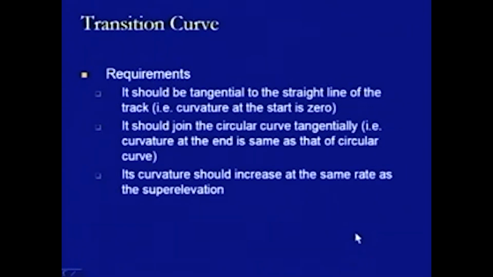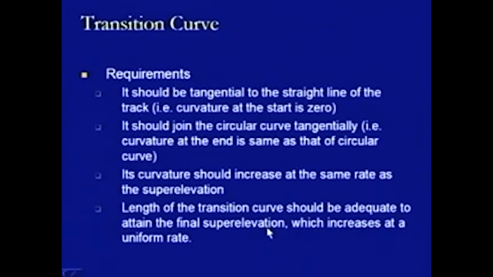Then its curvature should increase at the same rate as the super elevation. This is another requirement. Whatever is the rate at which the super elevation is increasing, the curvature should also go at the same rate. So, they are proportional to each other, and the length of the transition curve should be adequate to attain the full super elevation, which increases at a uniform rate. It means by the end of the transition curve, the whole of the super elevation which is to be provided on the circular curve should be achieved. If it is not so, then again there will be a jerk condition at this location.